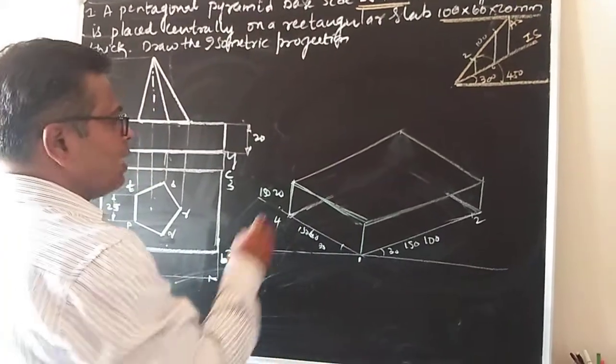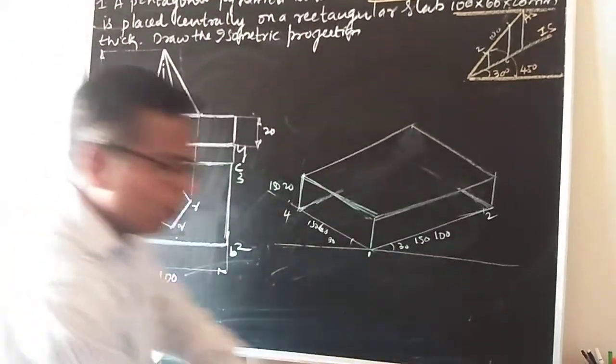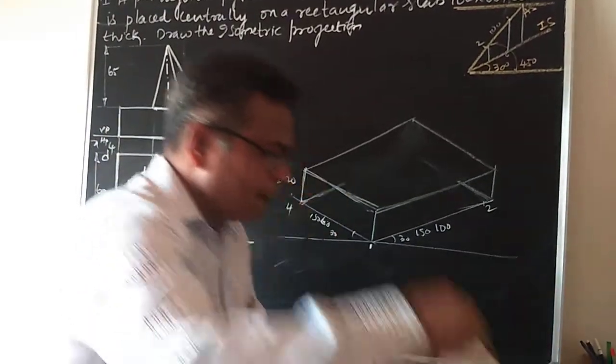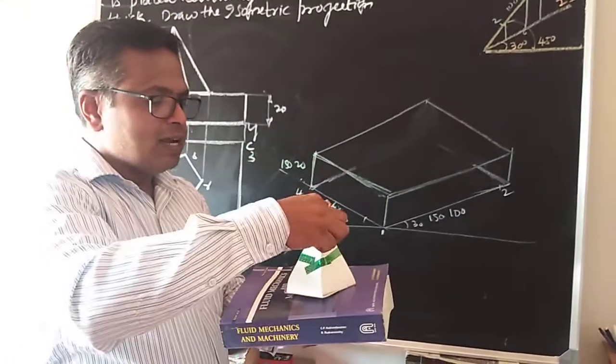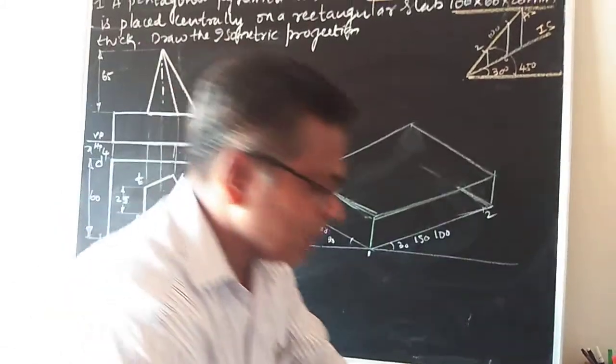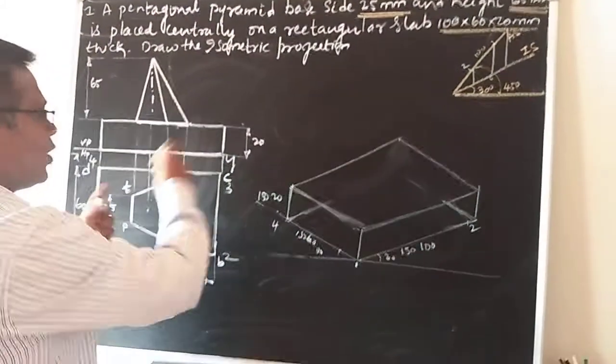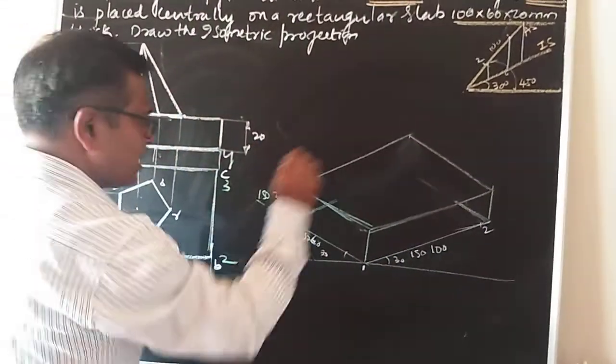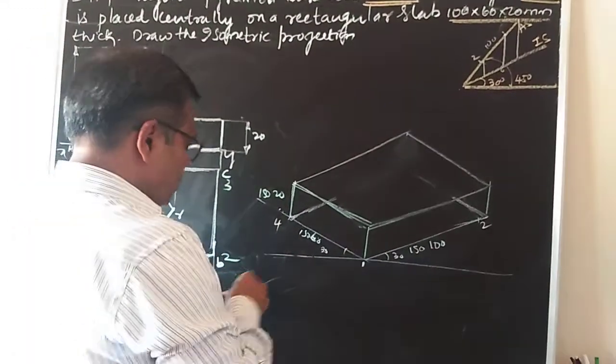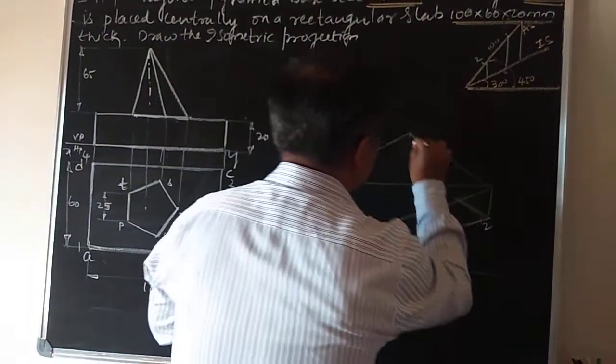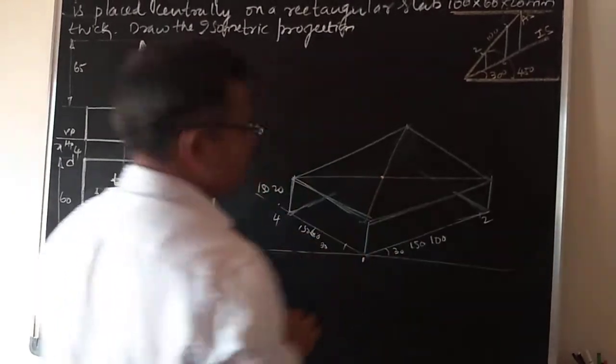Now after that, on the top face of this rectangular block, what do we have to place? A pentagonal pyramid has been placed in which the axes of the solids are collinear. See how we can draw this. Before placing the pentagon here, first I have to locate a center. Draw the diagonals, you get the center.